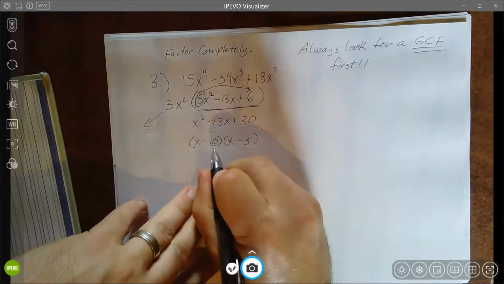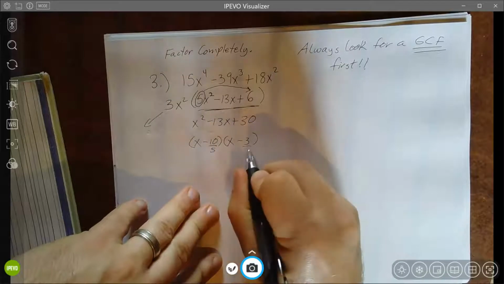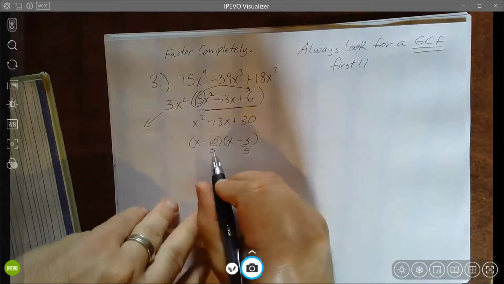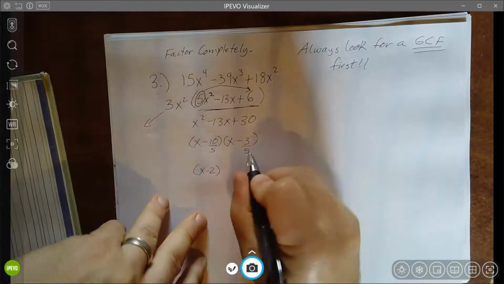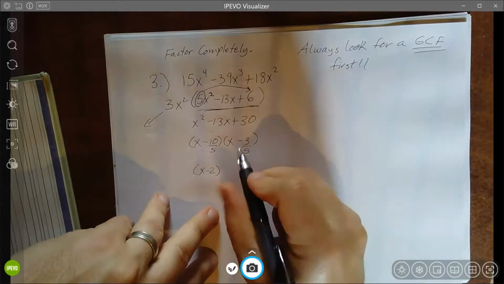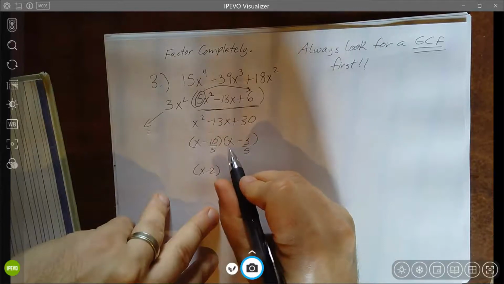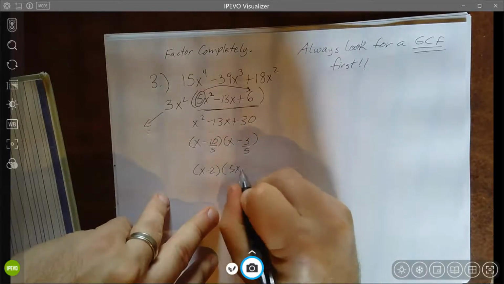Now I'm going to slide the 5 back up under these two numbers, and I'm going to reduce if I can. This one will reduce. It reduces to x minus 2. This one won't reduce. So I take the 5 and I slip it back in front of that x, so that becomes 5x minus 3.